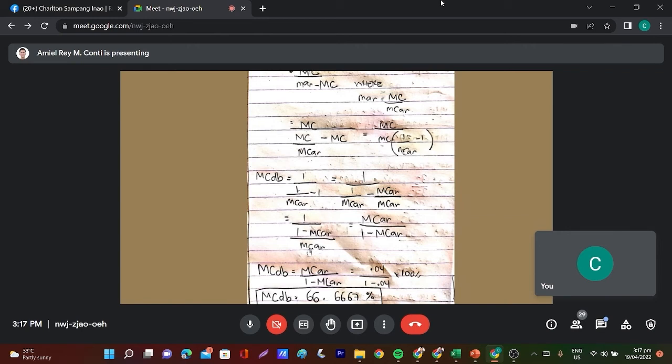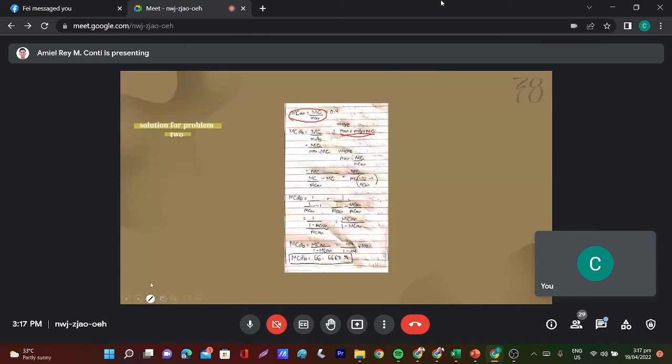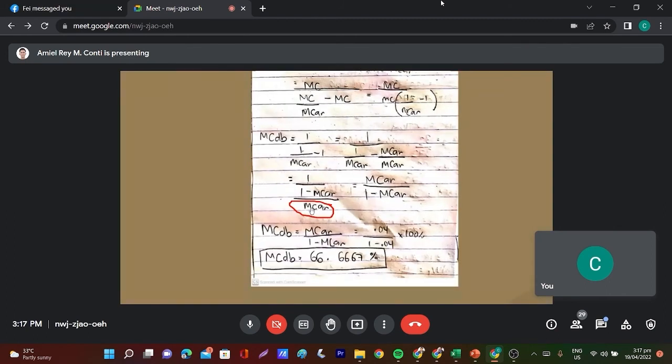Yung moisture content, wait lang. Then, ito, ilalagay, pwede siyang ilipat sa numerator. Sa pinaka-numerator, hindi siya yung numerator sa denominator. Sa pinaka-numerator talaga. Doon natin siya ilalagay. So, moisture content as received over 1 minus moisture content as received.